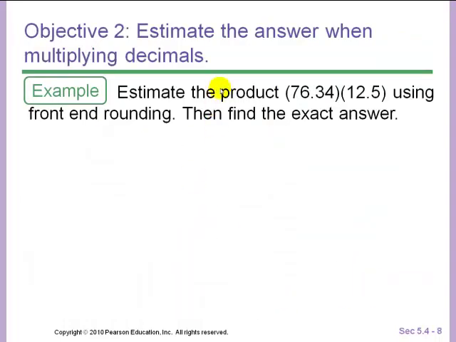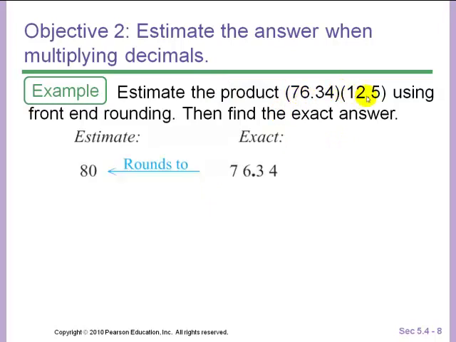Now you'll estimate the answer when multiplying. It's always a good idea to estimate before you start. It kind of gives you a feel for whether or not you have counted the right number of decimals. We're going to multiply 76.34 times 12.5. 76.34 rounds to 80. 12.5 rounds to 10. 80 times 10 is 800. Now remember, when estimating with multiplication, your answer is going to be far less accurate than, say, estimating with addition or subtraction. So our answer might not be that close to 800, but it's a ballpark.